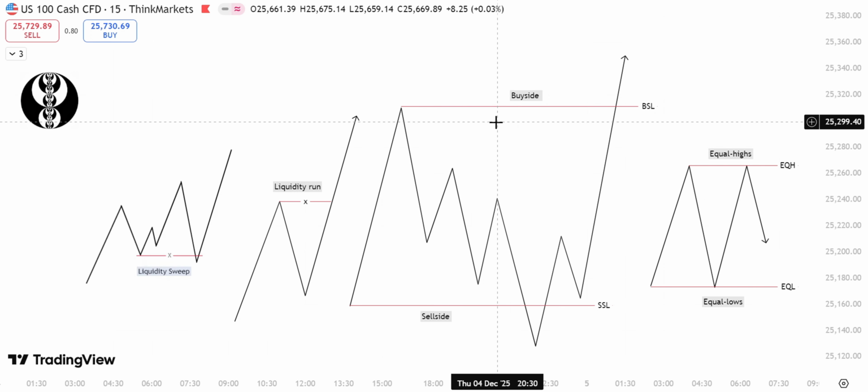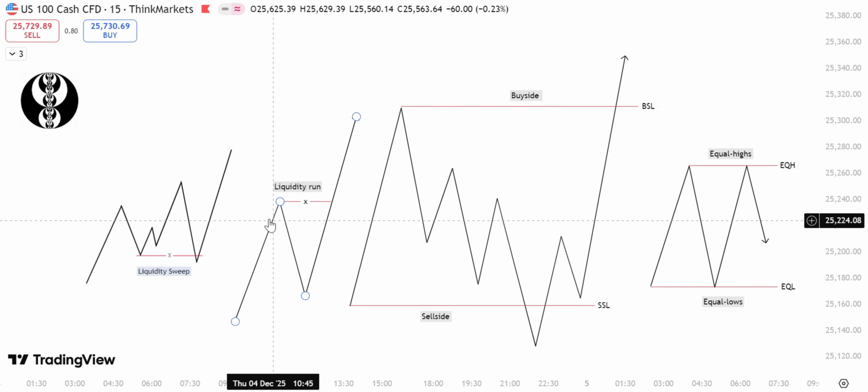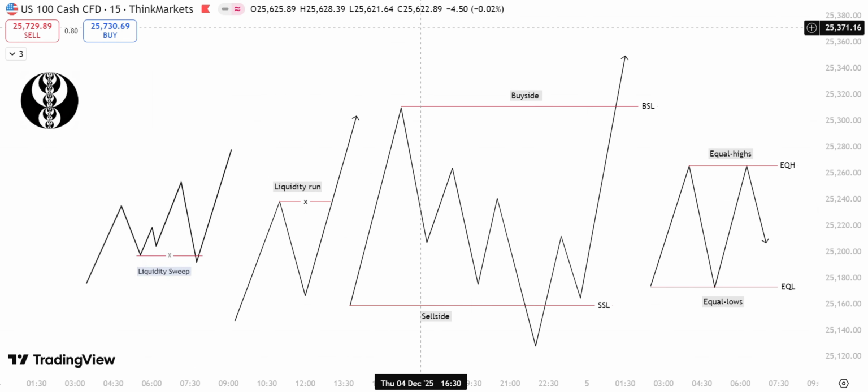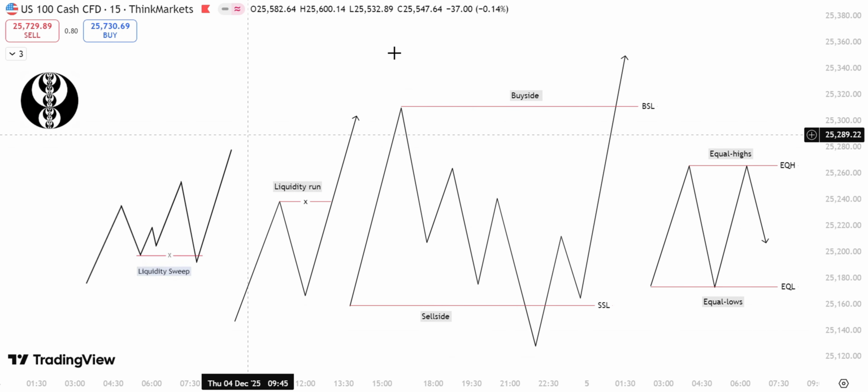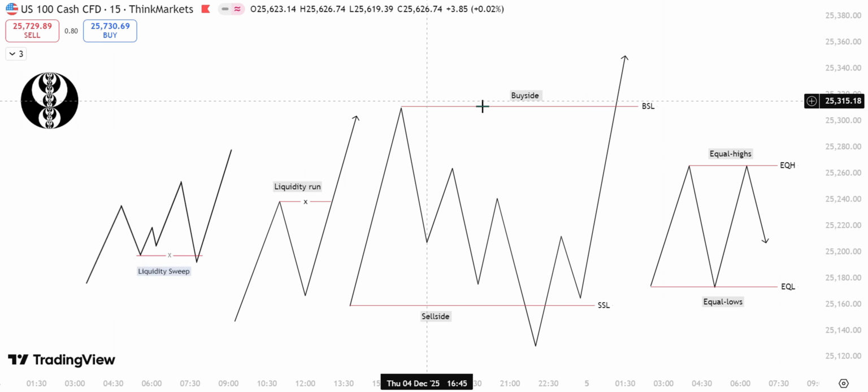Now, these can be disrespected as always, and you got to look out for them, and that is basically a liquidity run. A liquidity run is when you don't get that sweep and price just ignores this point of liquidity and continues delivering forward, not manipulating and not distributing the way it should have.